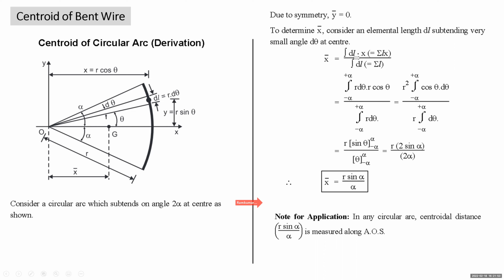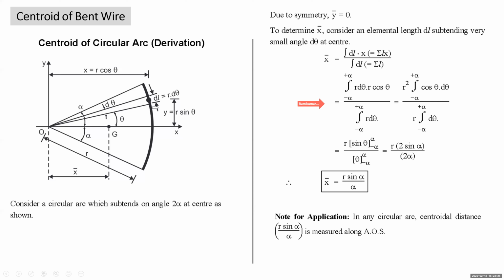x bar is dl, the elemental length, into the x coordinate of the centroid of the elemental length, divided by dl, then integrating numerator and denominator. If you integrate the numerator, you get summation lx. If you integrate the denominator, you get summation l. Now you substitute the values. In the numerator, the elemental length is r d theta, the x coordinate is r cos theta, divided by r d theta, integrated with respect to theta. Theta is being measured from the x-axis.